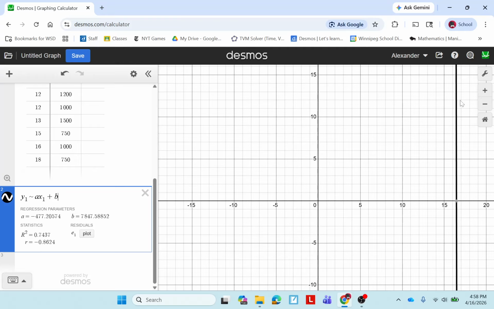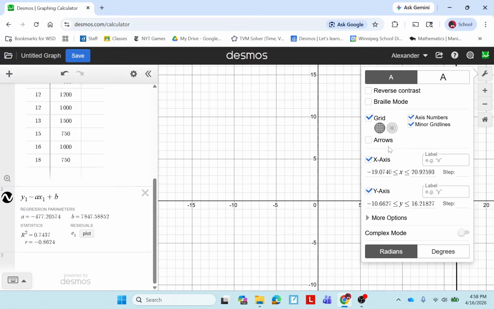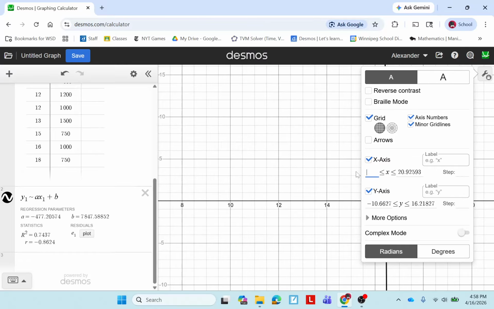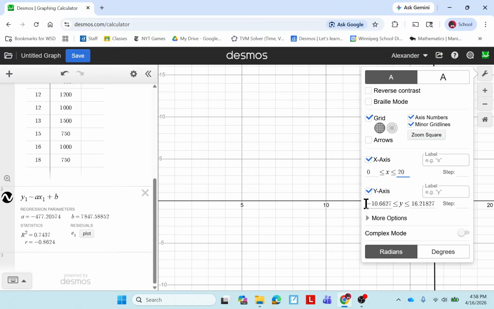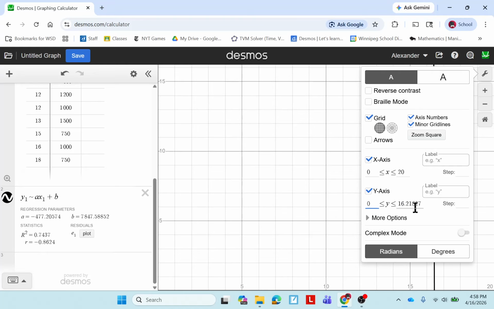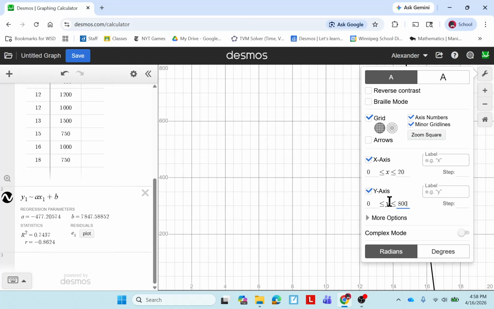So to get a better visualization, I'm going to click on this wrench tool in the top right, and I can adjust where my x-axis and y-axis are. So my x-axis, those were my ages. Those went from 0 to 18, so maybe I'll write from 0 to 20. And my y values, well, they don't go below 0 because we're talking about prices. My maximum price that I had was 7,250, I believe, so let's make it 8,000.